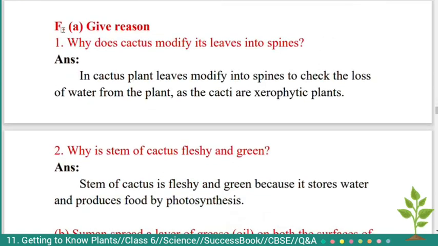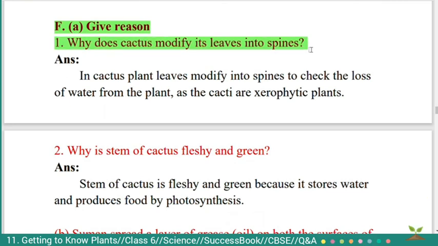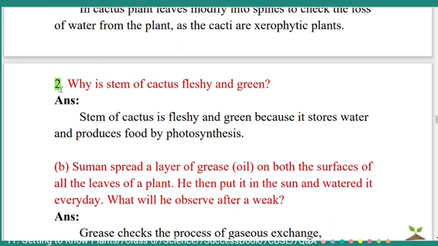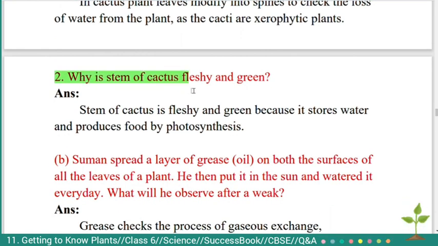Next main F, give reason. First question, why does cactus modify its leaves into spines? In cactus, plant leaves modify into spines to check the loss of water from the plant, as the cacti are xerophytic plants.